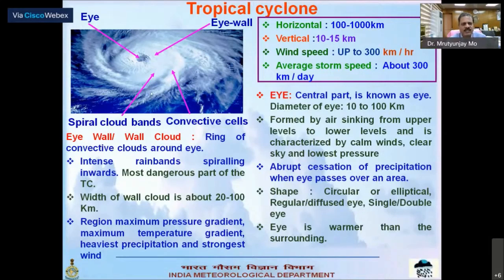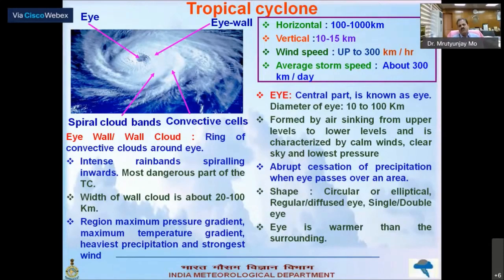Then, at the outskirts, sometimes there can be some convective clouds that are called the outer layer of the cyclone. So this is a vast system, as you can see. It has a height of about 10 to 15 kilometers. The horizontal dimension is about 100 to 1,000 kilometers. And it moves with a speed of about 300 kilometers per day. People get confused on these two parameters. One is the wind speed associated with the cyclone. The other is the speed at which the cyclone is moving forward.